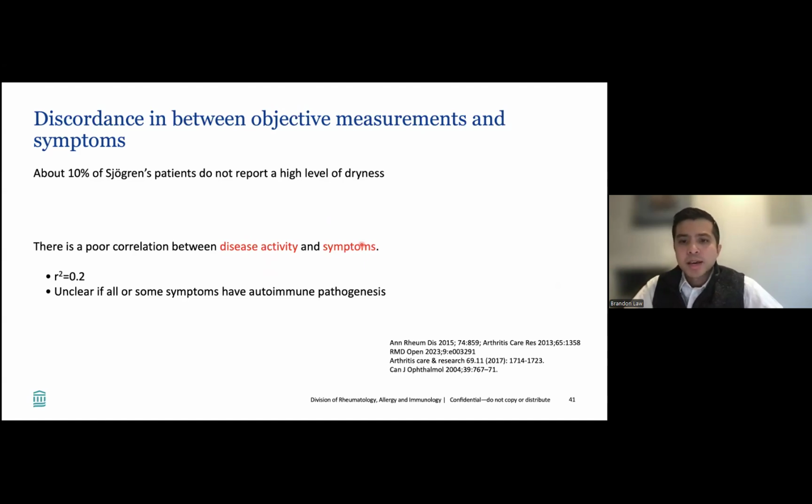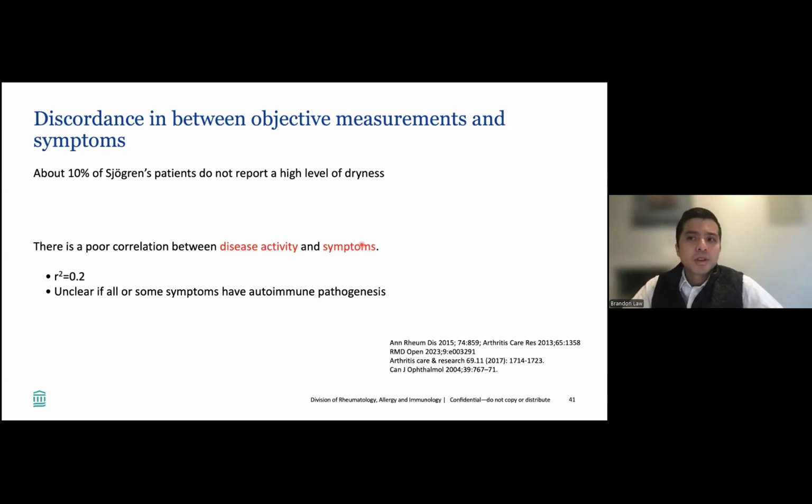So what do I mean by that? Symptoms obviously means what the patient feels, in terms of things like fatigue, joint pain, dryness, et cetera. And then disease activity is what a physician measures on clinical exam and on blood tests that look for inflammatory disease activity. And there's actually a very poor correlation between the amount of inflammation a rheumatologist finds and the symptoms that a patient may be feeling on that day.